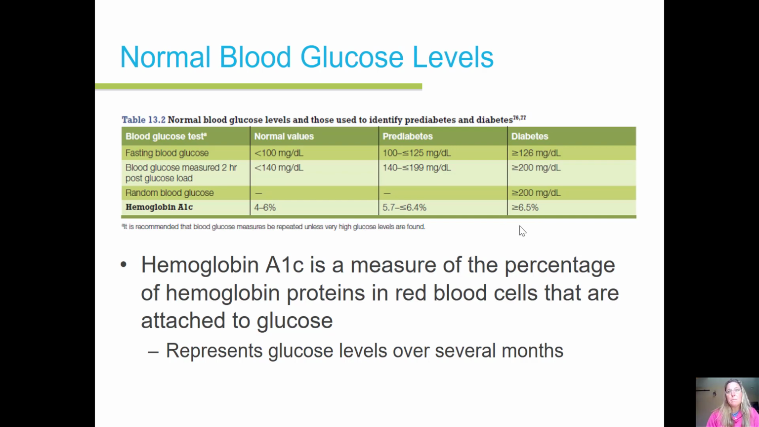Knowing those numbers, getting your blood sugars checked on a regular basis is very important in the prevention of diabetes. If we find out we're in the prediabetic state, making simple dietary changes and adopting a regular exercise program can definitely regulate those blood sugar levels and hopefully get them down to normal.